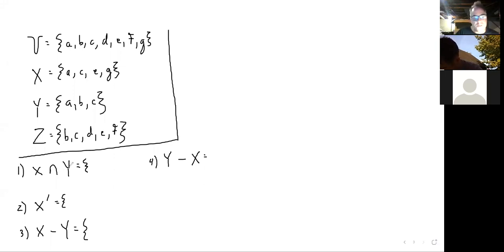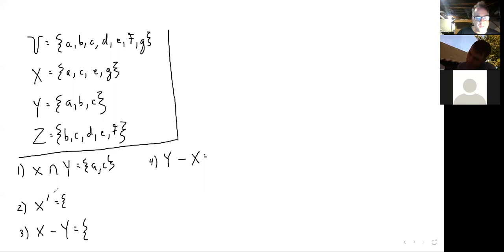So the first one, you see it's intersection. So you just automatically know, find what's common to both sets. So we've got them here. And when I look, what's common, it's the elements A and C that are common to both. So that would be what you should have had, and separate the elements with a comma. So it's the set with the elements A and C.